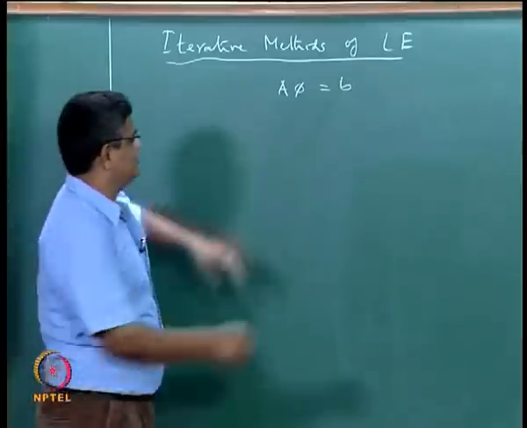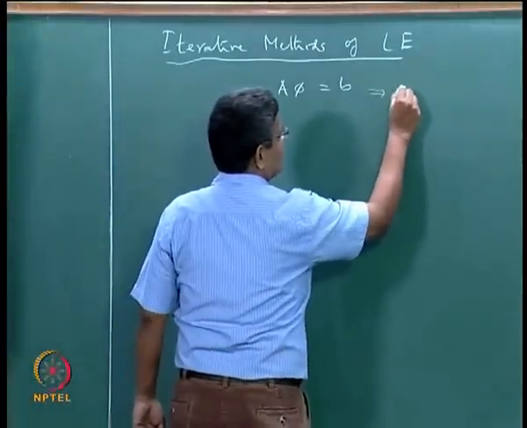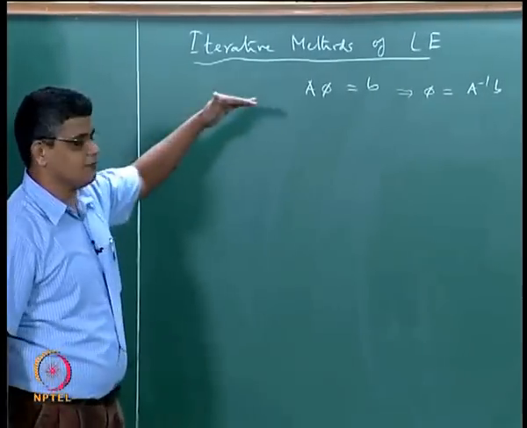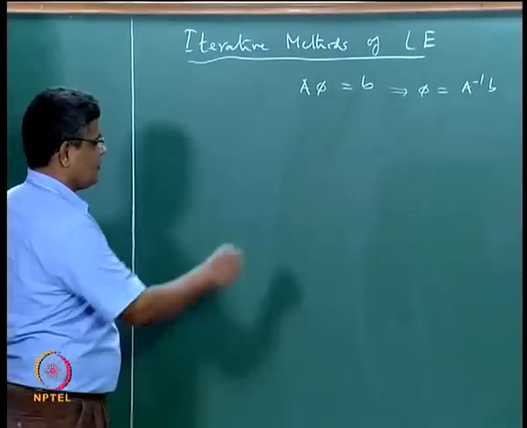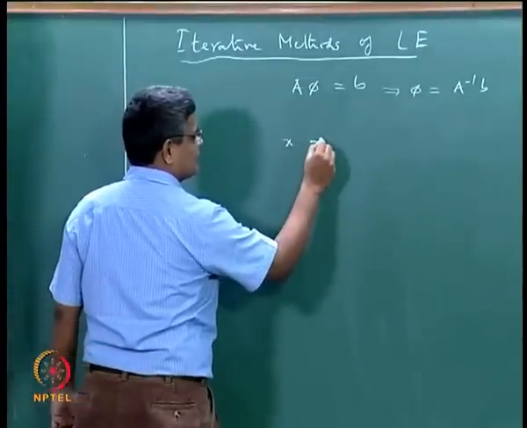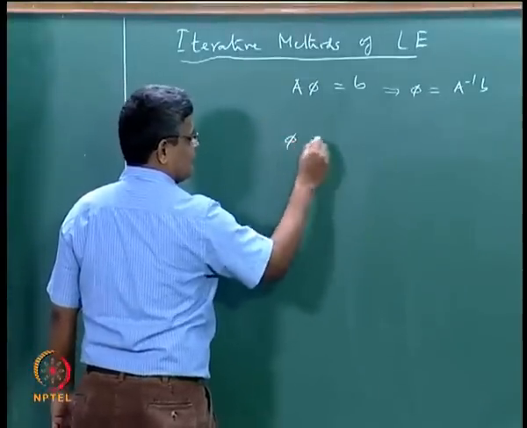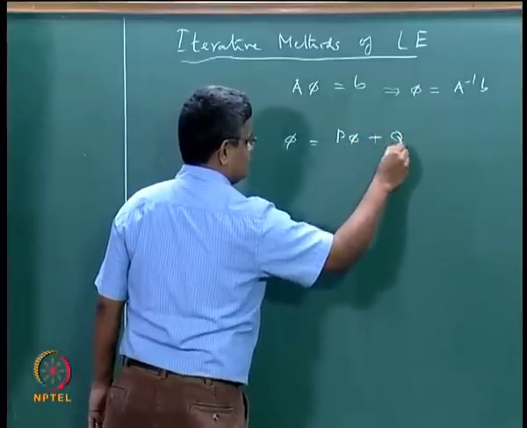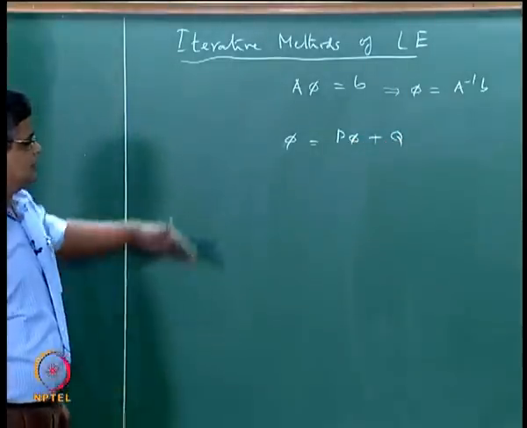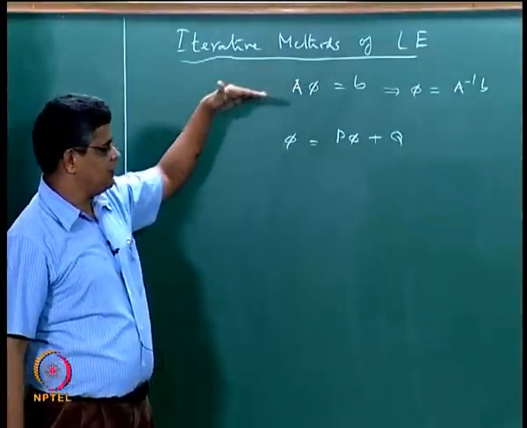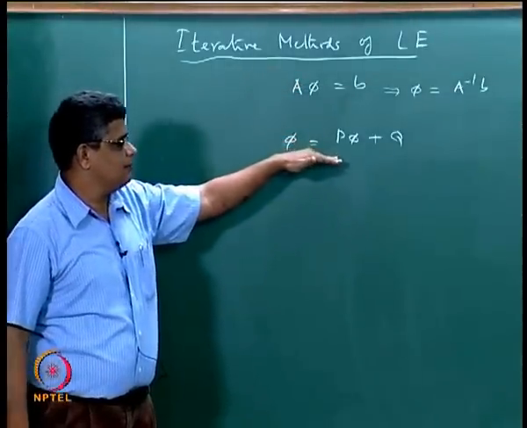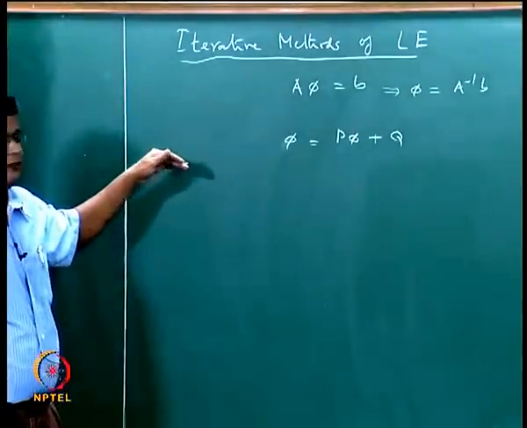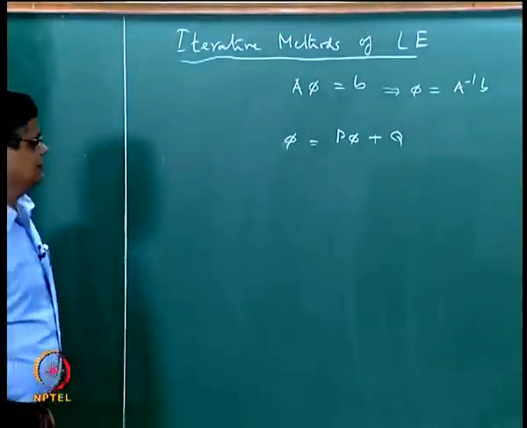We do not try to say that phi is equal to A inverse b. We do not solve this equation at all, but we solve another equation, phi equal to P phi plus Q. So we write A phi equal to b in the form phi equal to P times phi plus Q, and we solve this by successive substitution, which is also known as Picard's method.